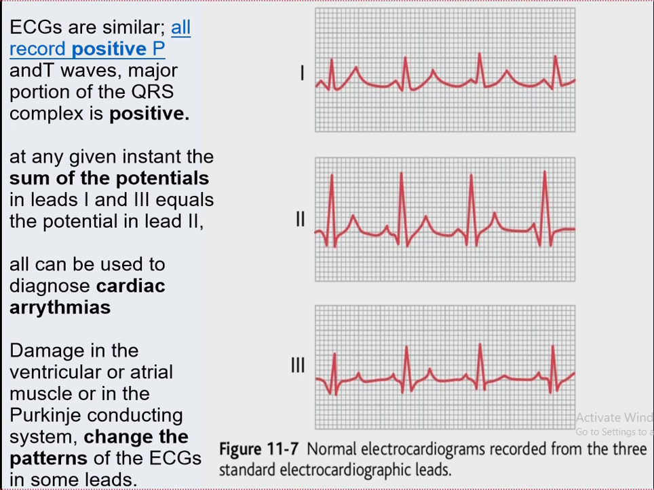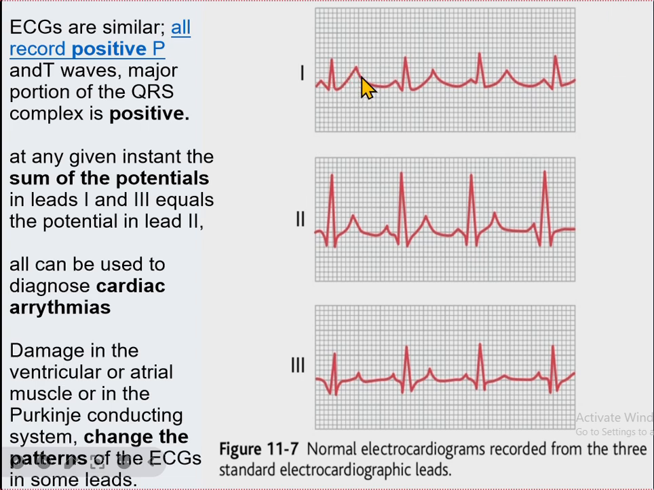That means that lead 2 has the highest amplitude, because this is equal to the sum of these two. So it has the highest amplitudes. That's why it is preferred for interpretation, because it has more visible changes in potentials. So if you are diagnosing cardiac arrhythmias, that is abnormal heart rhythms, you can use any lead, either lead 1, lead 2, lead 3, because they are essentially the same.